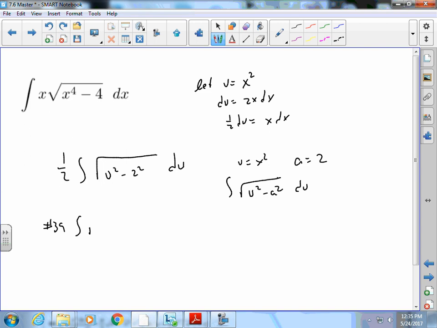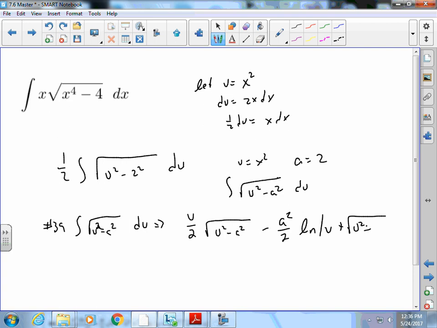Number 39 is the form of the square root of u squared minus a squared du. And that results into u over 2 times the square root of u squared minus a squared, minus a squared over 2, the natural log of u plus the square root of u squared, oh, not plus, can't read my own handwriting sometimes, minus a squared, plus a constant.